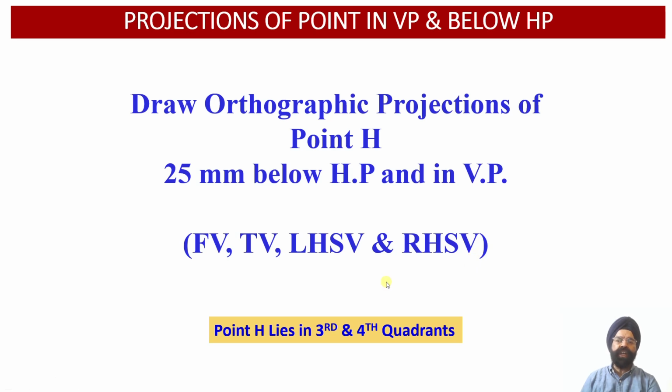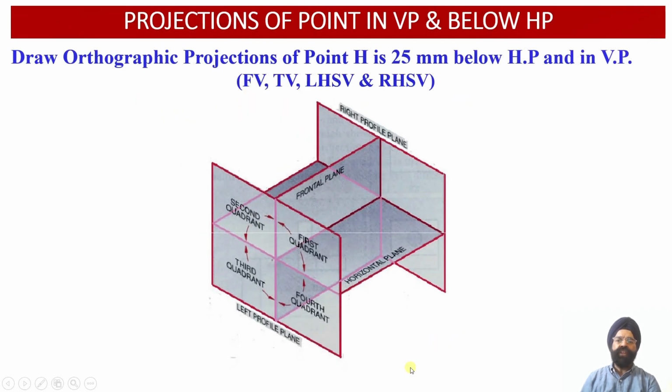Now as we observe the spatial location of this point with respect to the four quadrants, since this point lies in the vertical plane and 25 mm below the horizontal plane, we can conclude that this point H will be lying simultaneously in the third and the fourth quadrants. So let us evaluate the location of this point with respect to the three reference planes.